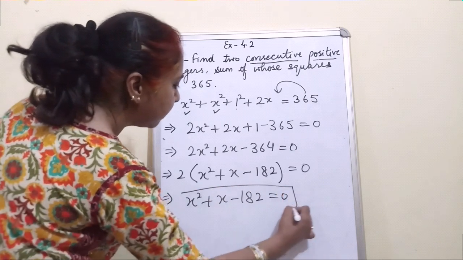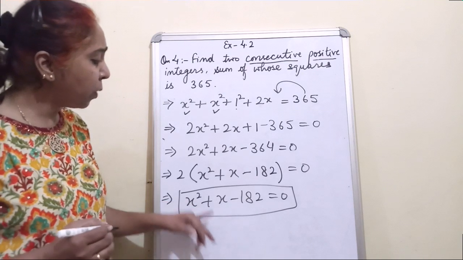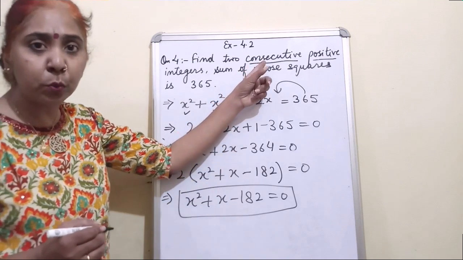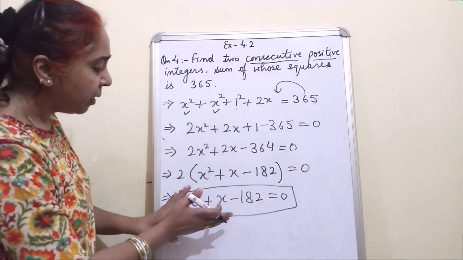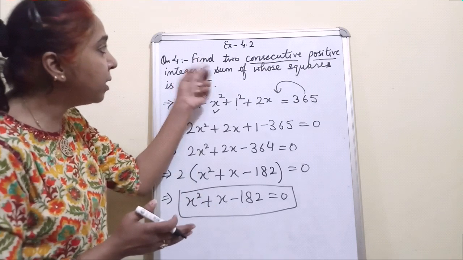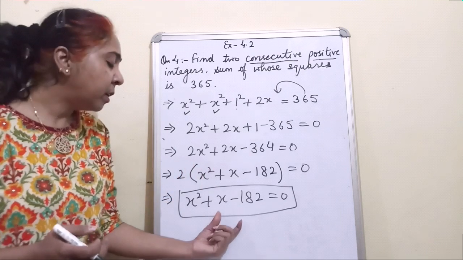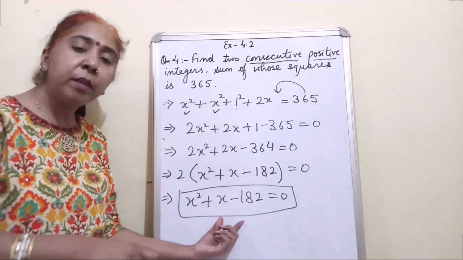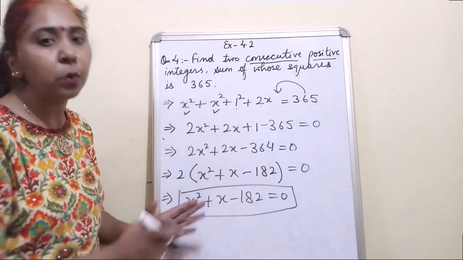This is the equation. But he wants us to solve this question and get the 2 consecutive positive integers. We are not going to leave it up to here. He's not asking just for the quadratic equation. He wants us to find the 2 consecutive positive integers. So now it is up to you, because nothing is given in the question that you have to solve it with quadratic formula or factorization. So do this according to your comfort.